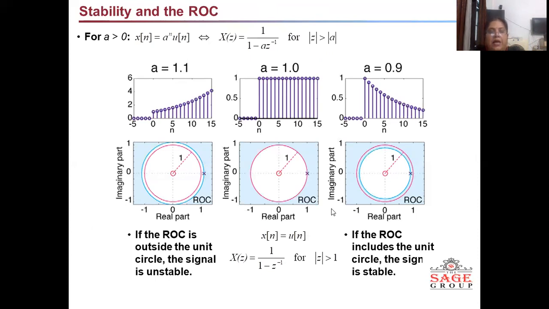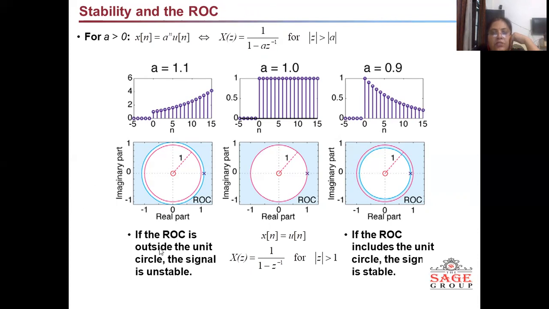Now, with the help of the ROC, we will discuss stability by taking different examples. Here, we have found the ROC region for different values of a. We have taken a greater than 1, a equal to 1, and a less than 1. When a is greater than 1 it is a rising pulse, when it is 1 it is constant, and when it is less than 1 it is an exponentially decaying pulse. For the different values of a, we have plotted the different ROCs for the given signals.